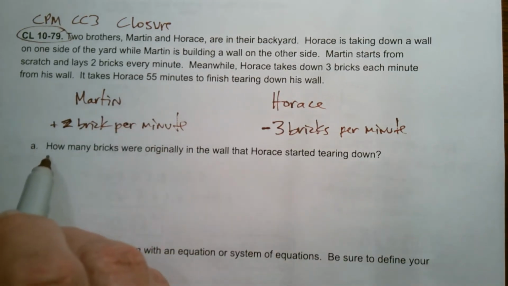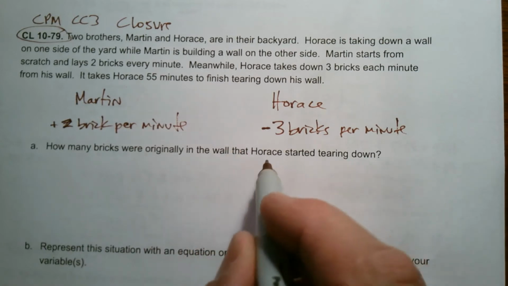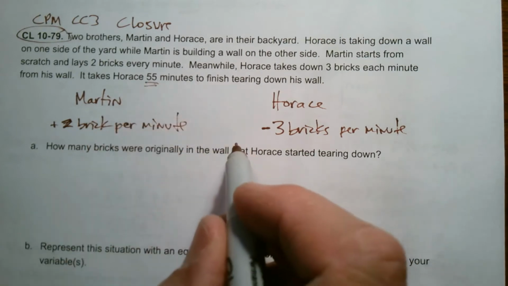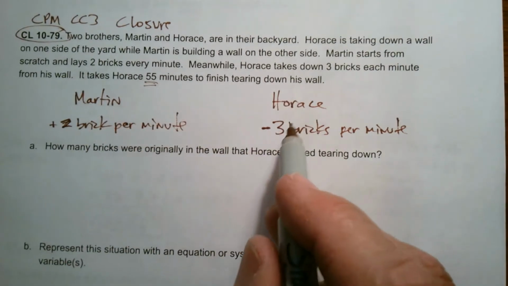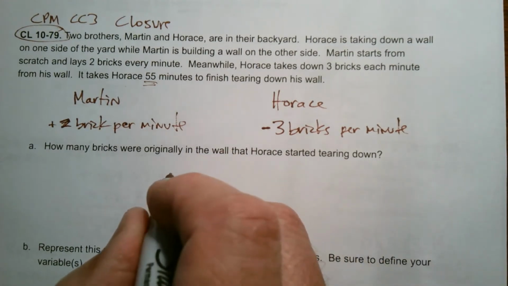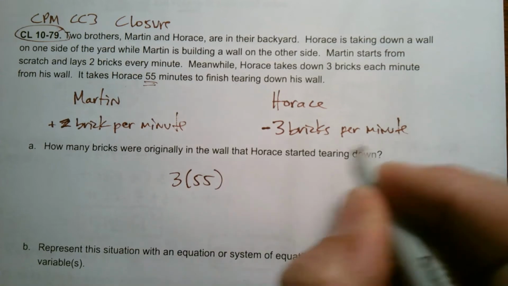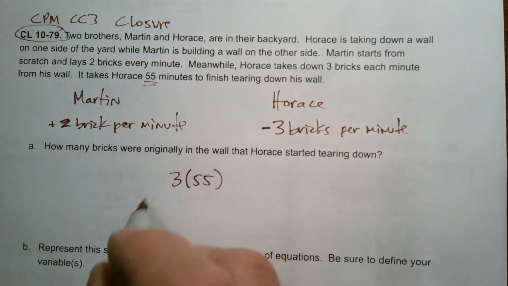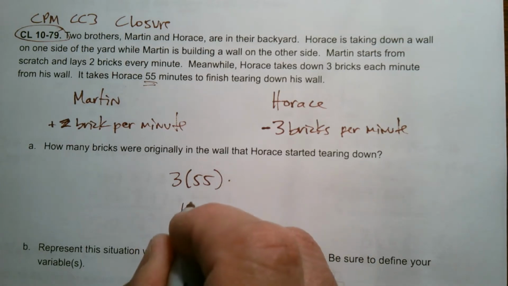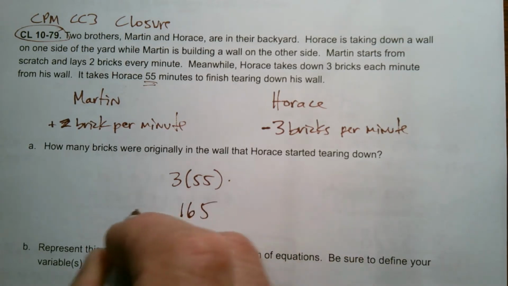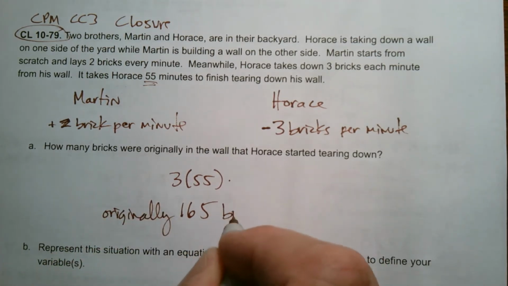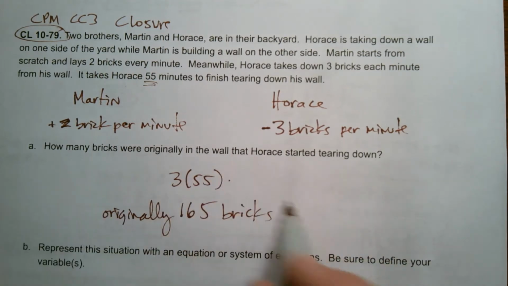So I think that's this question here: how many bricks were originally in the wall that Horace started tearing down? If it took him 55 minutes to tear down the wall, and he was doing it at 3 bricks per minute, I would take that 3 and multiply by 55. When I multiply those two, I get 165. So that means there were originally 165 bricks on Horace's wall.